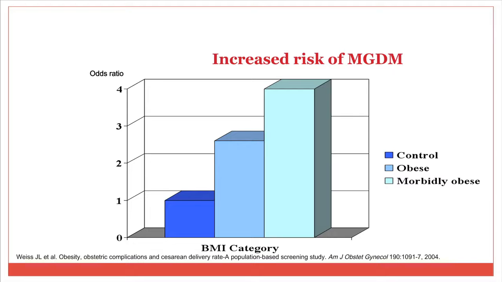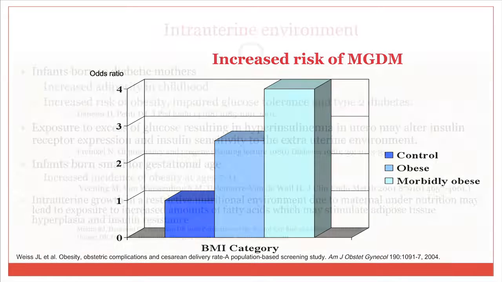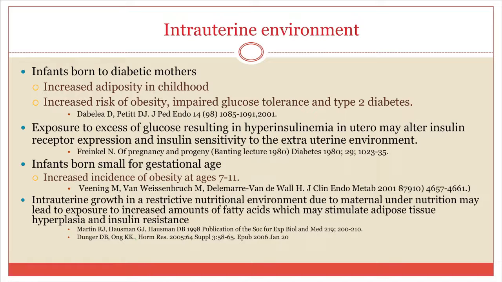And diabetes alters the intrauterine environment and produces babies that are then more at risk for obesity and diabetes. So infants born to diabetic mothers have increased adiposity in childhood. They have an increased risk of obesity, impaired glucose tolerance, and type 2. The exposure to less well-controlled diabetes in pregnancy may lead to altered insulin receptor expression and insulin sensitivity.